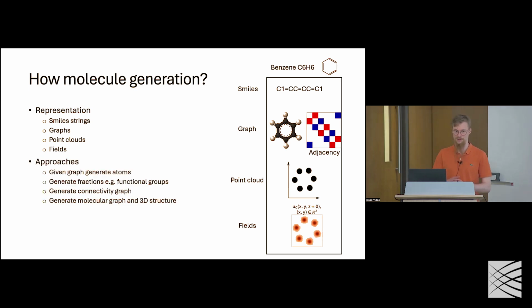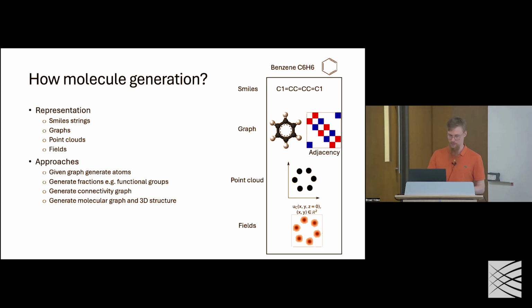So then for the generation of these molecules, you can, given a graph, generate the atoms for the graph and get the molecule, or you can generate fractions instead of atoms. Or then you can just create the connectivity graph, connect different atoms. But the thing we will consider most here is to generate molecular graph and the 3D structure, so the full molecule.